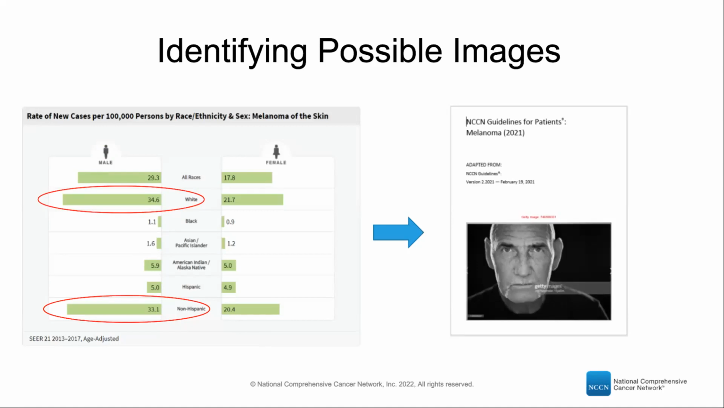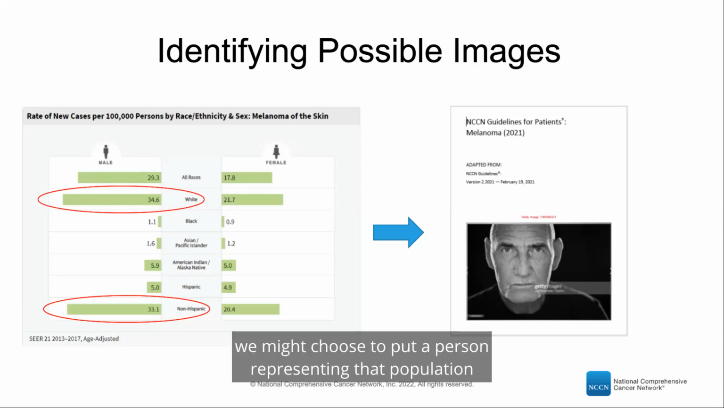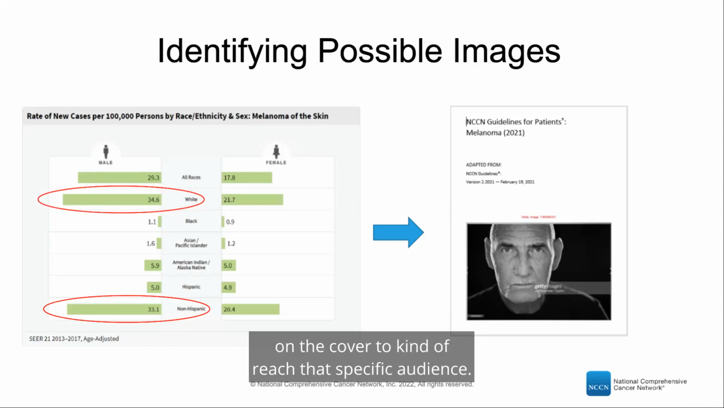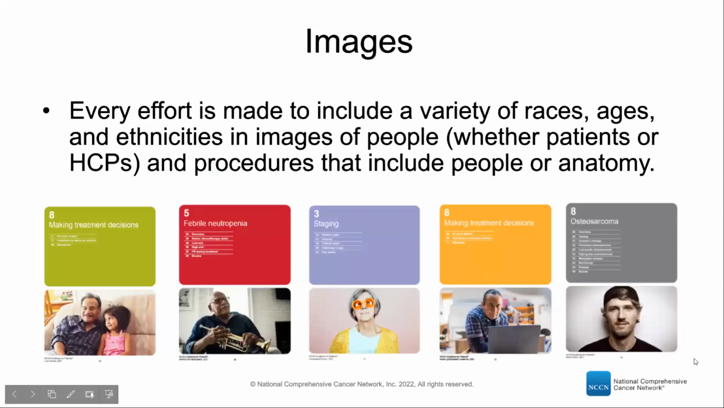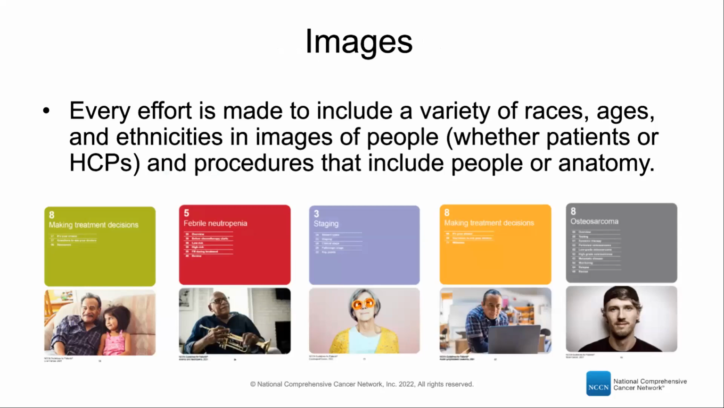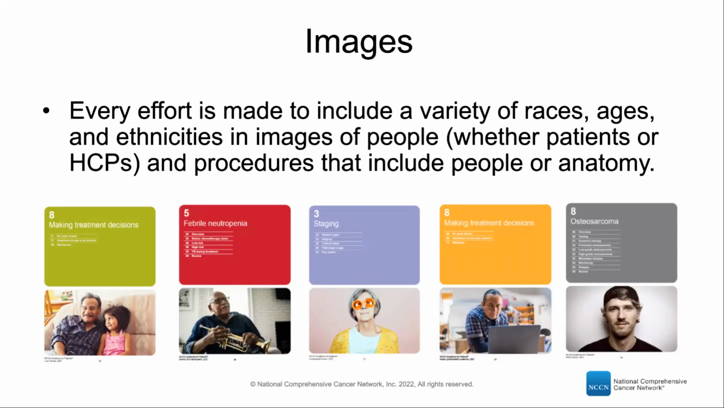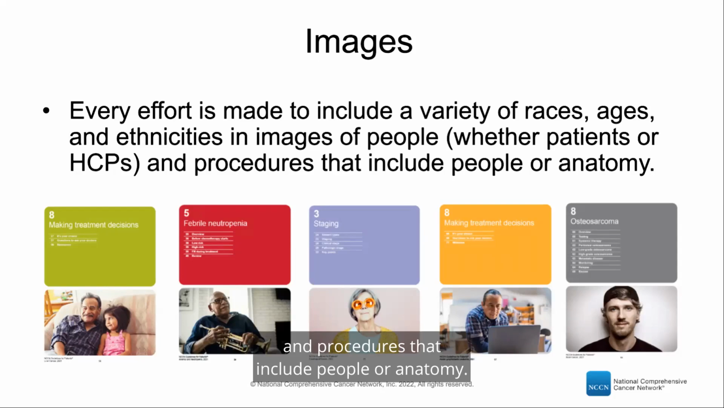Trends or new research might make us feel like the books aren't targeting a certain population, so we might choose to put a person representing that population on the cover to reach that specific audience. Every effort is made to include a variety of races, ages, ethnicities, and images of people, whether we use patients or healthcare providers, and procedures that include people or anatomy.